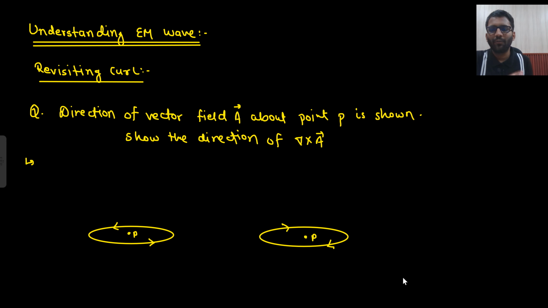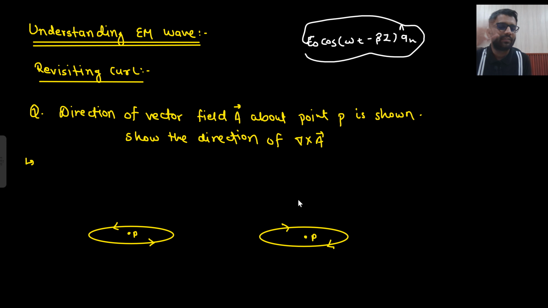Hi everyone. So till now we have studied Maxwell's equation. We have understood the meaning of Maxwell's equation. Then we saw the Maxwell's equation in phasor form. And in the last lecture we analyzed a very important function, which was E naught cos(omega t minus beta z) a_x cap. So everything that we wanted to know about this function, that we studied.